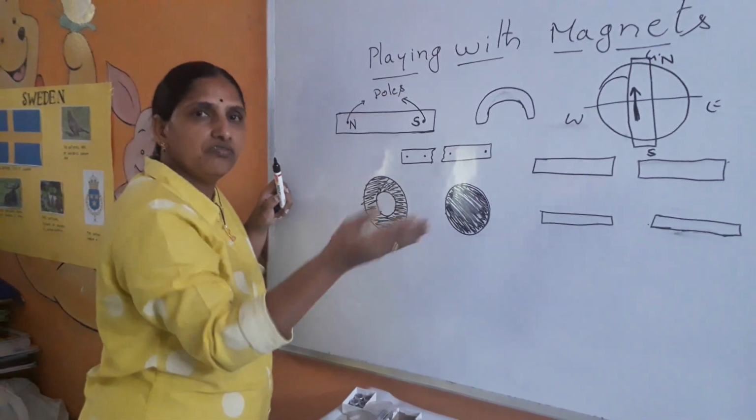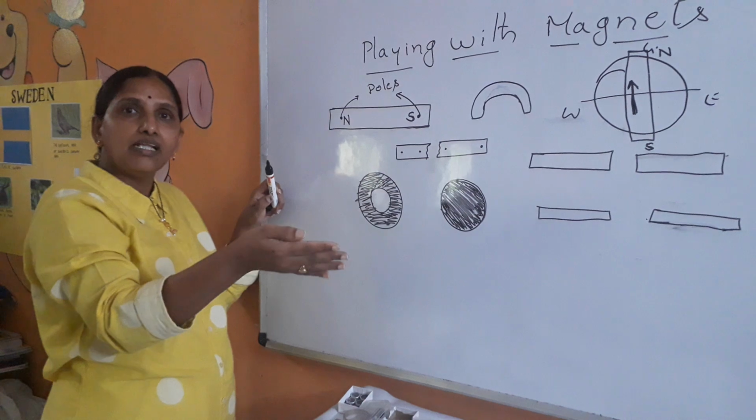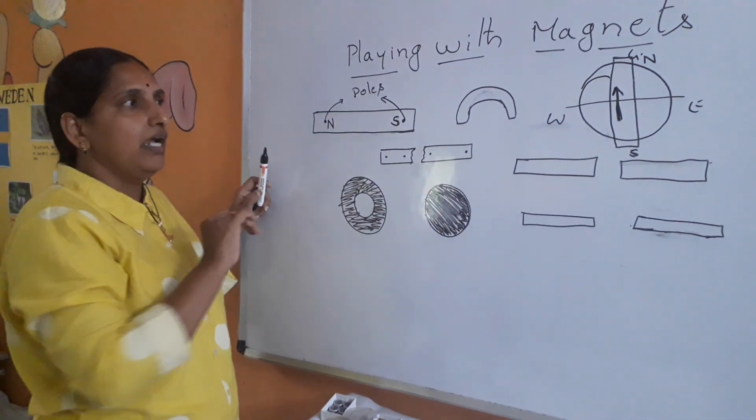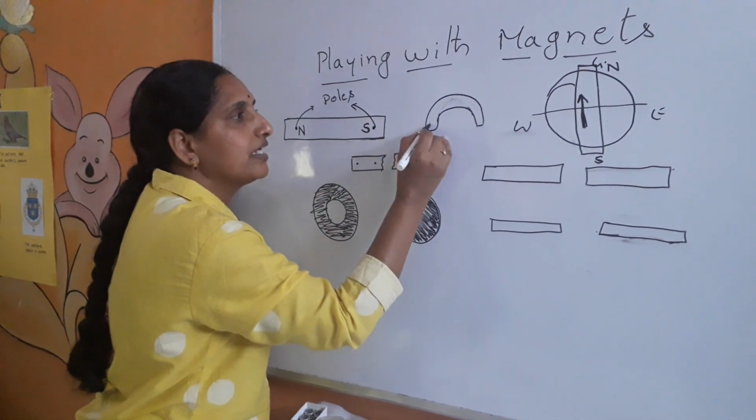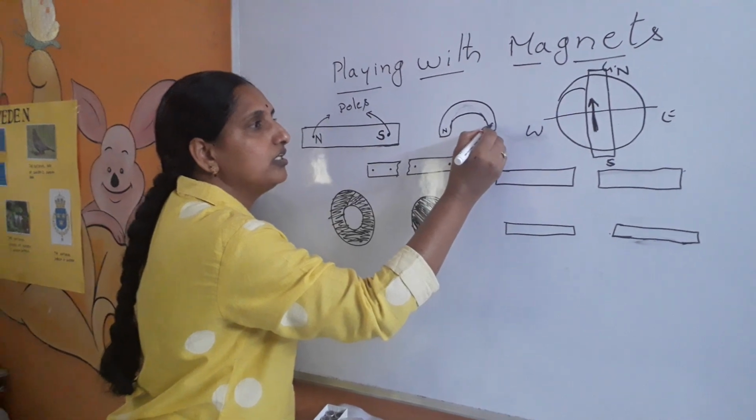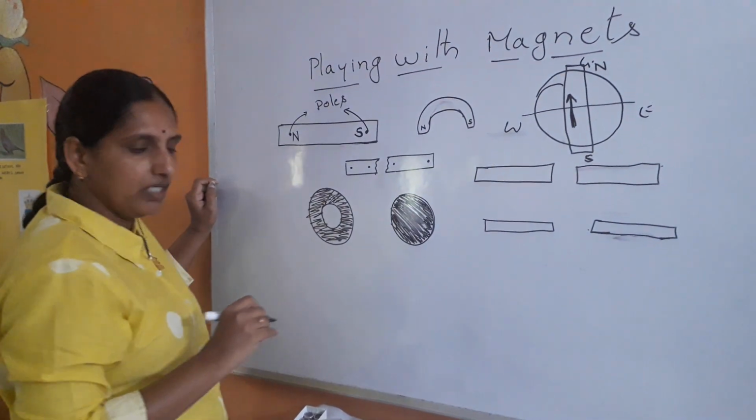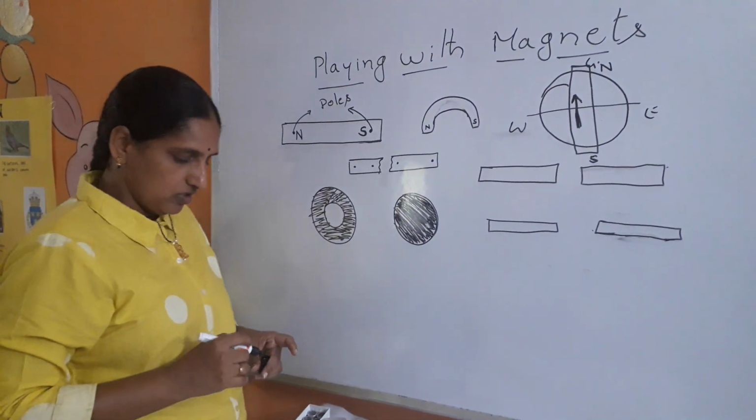On either side of the disc or the ring magnet are the ends of the magnet. And for a horseshoe magnet, these are the ends. So north pole, south pole. Okay, north pole and south pole.